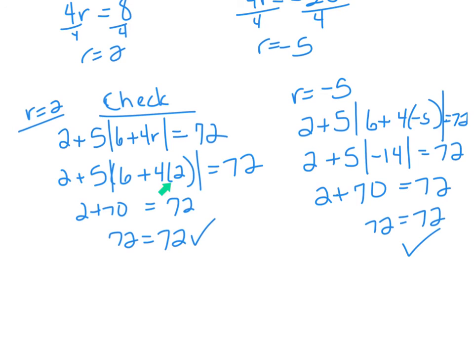Okay, you plug in a 2 here, and this becomes 70. It's actually 14 in here. So 5 times 14 is 70. 70 plus 2 is 72. This one over here, you plug in a negative 5, you get negative 14, but that is in the absolute value. So when you actually evaluate an absolute value, it's positive. So it's positive 14 times 5, which is 70, plus 2 is 72. So they do both check out, and we'll see you on Tuesday.